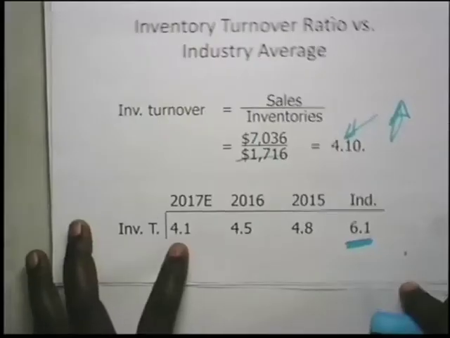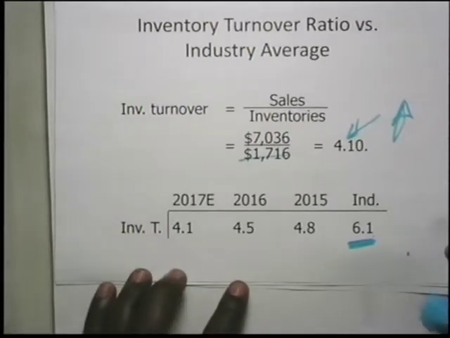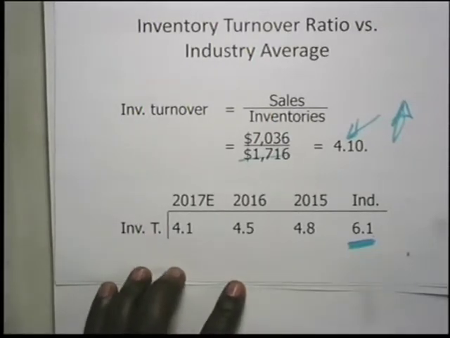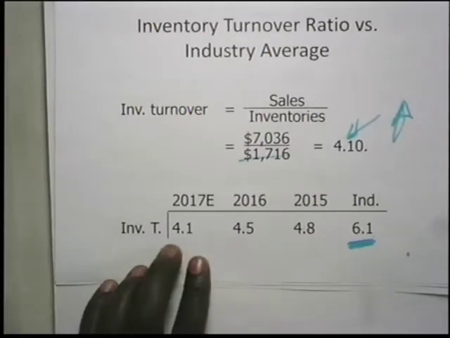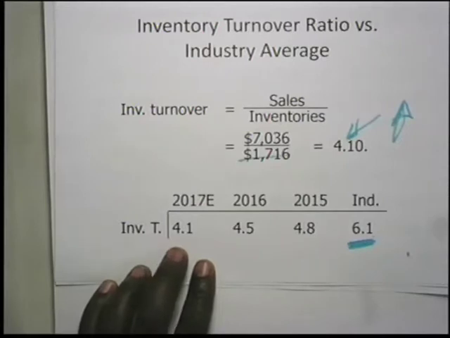We need to be in the same range or region as the industry average. Right. So there is no improvement when you analyze our performance from 2015 to the projection of 2017. We are worsening. We need to get it right.